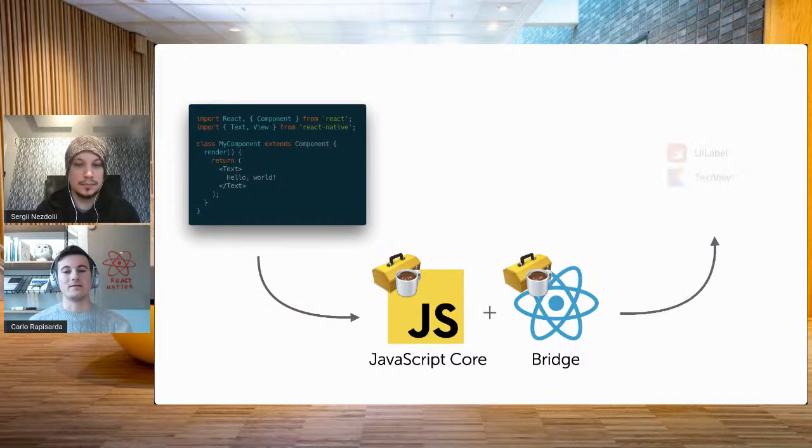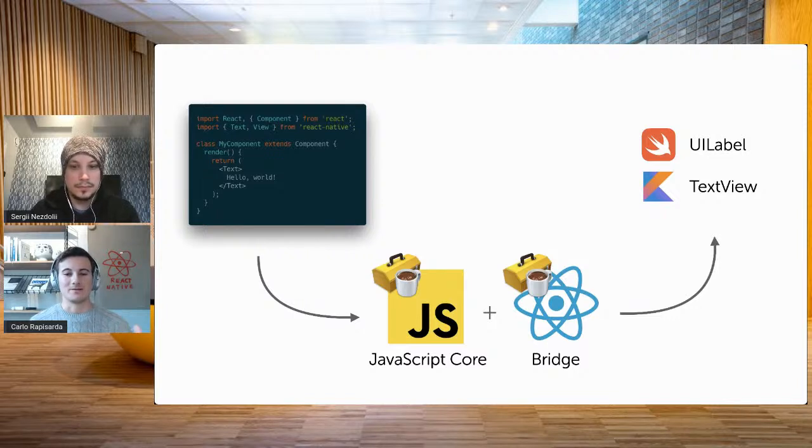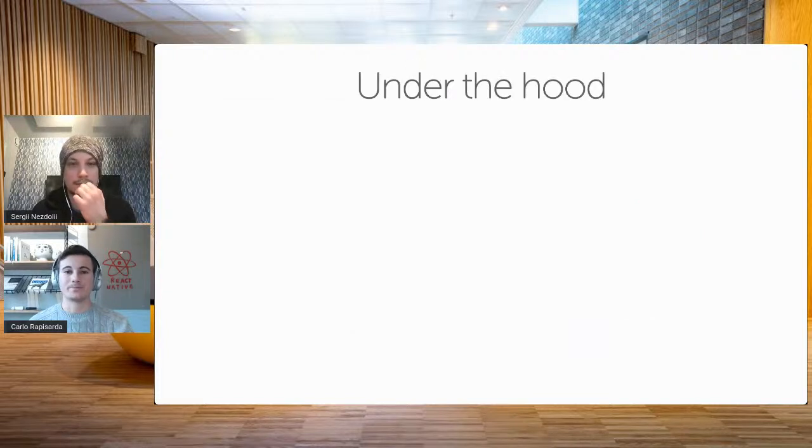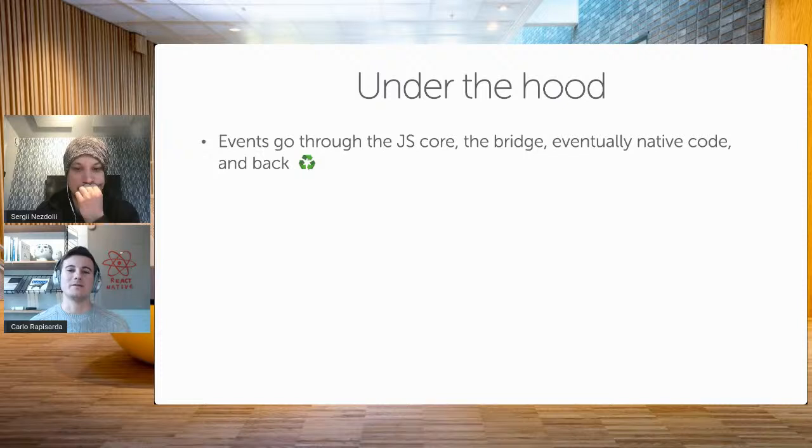And eventually, this turns the component into a native UI element using the SDKs of the different platforms. So in this case, this text becomes a UI label on iOS and Swift, and a text view on Android and Kotlin. So under the hood, this means that events go through the core, the bridge, native code, and then back.